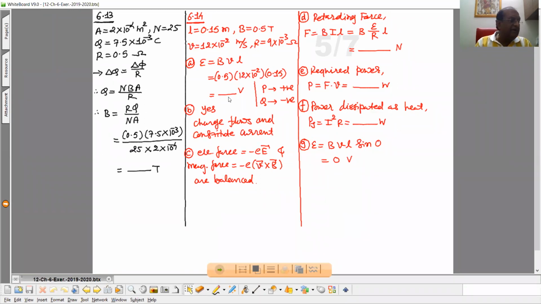What happens if K is closed? If K is closed, then a closed loop will be formed, and this charge will flow and will constitute the current.